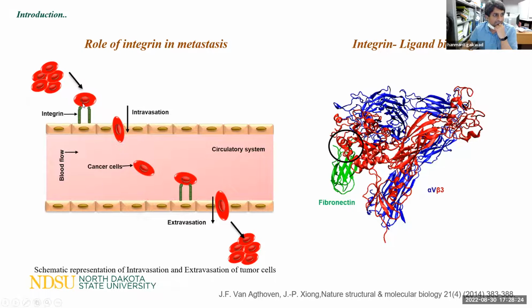Because of this attachment, these cells then enter the blood vessel and travel to another site. Once again, they attach to the integrin, are squeezed out, and form a tumor at another site. So in this transformation, the attachment of the integrin plays a very important role, and this attachment is based on the activation of the integrin.